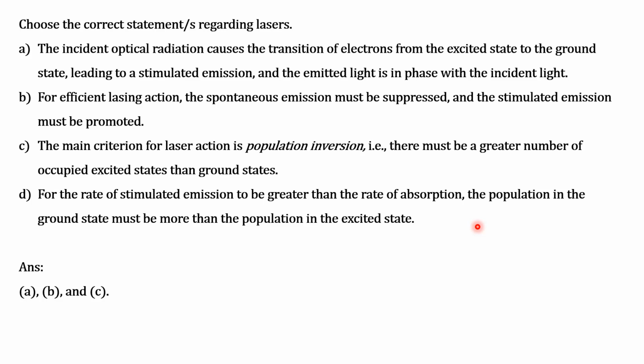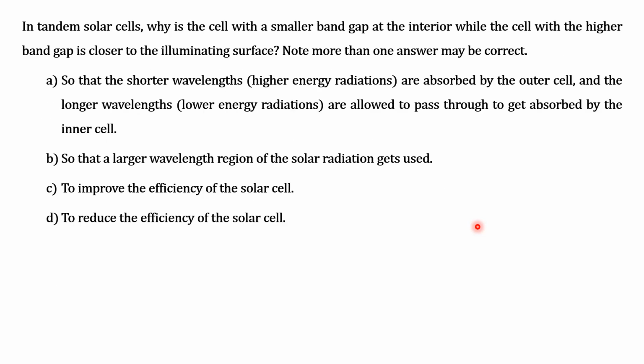Yes, madam. So next is, in tandem solar cells, why is the cell with a smaller band gap at the interior, while the cell with higher band gap is closer to the illuminating surface? So shorter wavelengths are absorbed by the outer cell and longer by the inner ones. Larger the wavelength region gets used to improve efficiency of the solar cell and to reduce efficiency of the solar cell.